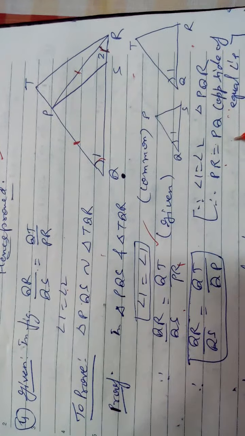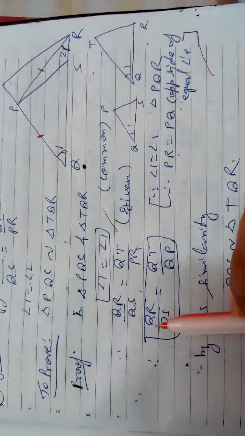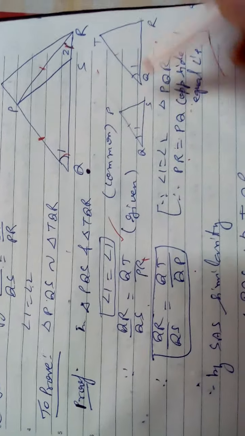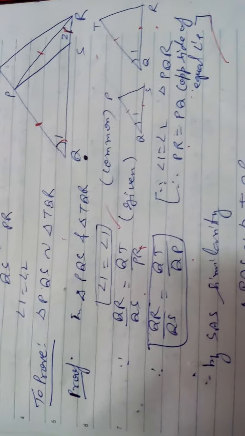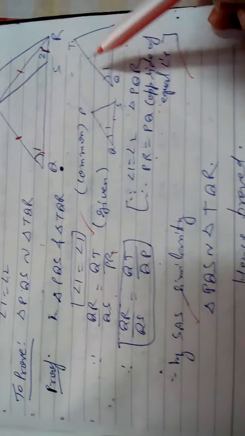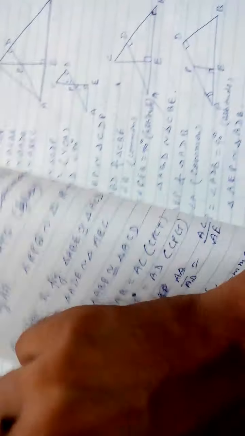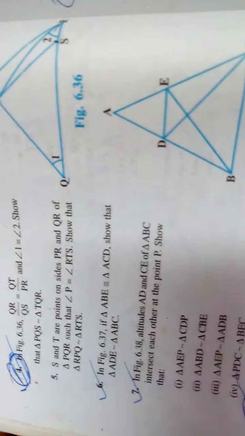Angle 1 equal to angle 2, the PR is equal to PQ, opposite side of equal angles are equal. So at the place of PR you write QP, you are getting this upon this is equal to this upon this. So SAS similarity, you are getting triangle PQS similar to TQR, hence proved. Question number 4 you will see. Question number 4 is given over for question number 5.